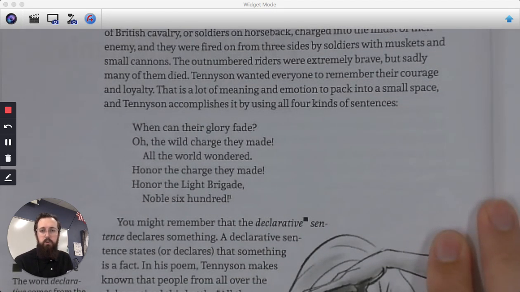When can their glory fade? Oh, the wild charge they made. All the world wondered. Honor the charge they made. Honor the light brigade. Noble 600.